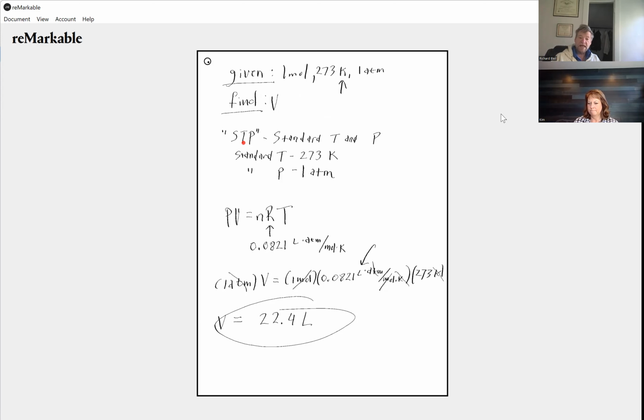If you are running stoichiometry at 0 degrees Celsius or the freezing point of water, yes, it's 22.4 liters per mole, but what's the point? Most of the time we're at room temperature. So why memorize that? It doesn't make sense to me.